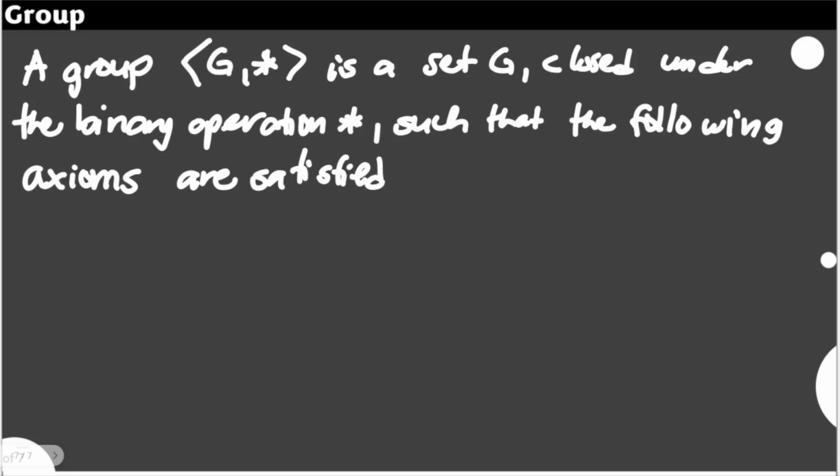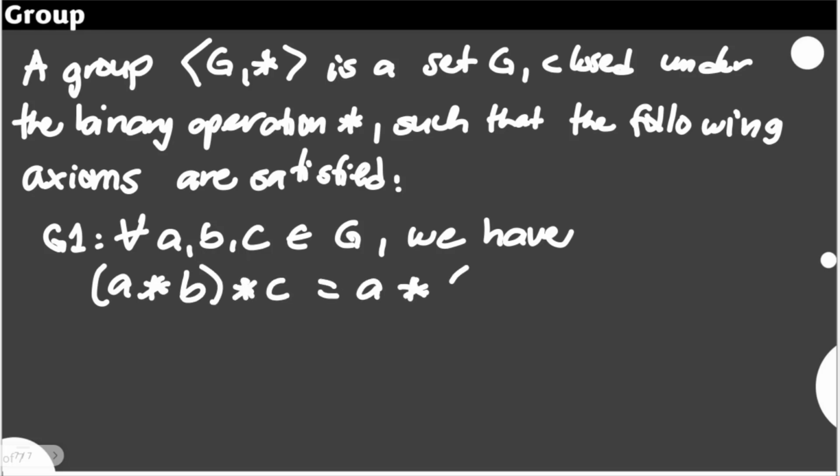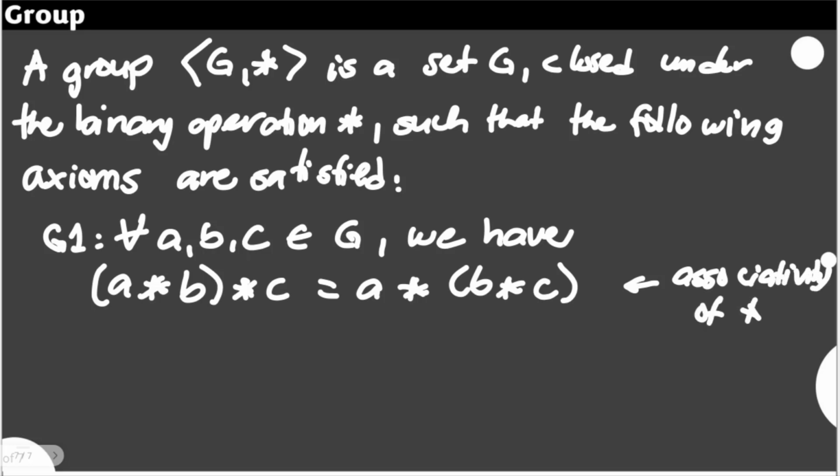The first one, G1. For all a, b, c elements of G, we have (a star b) star c is equal to a star (b star c). This is the associativity, as previously discussed, of your binary operation star. So that's the first condition.